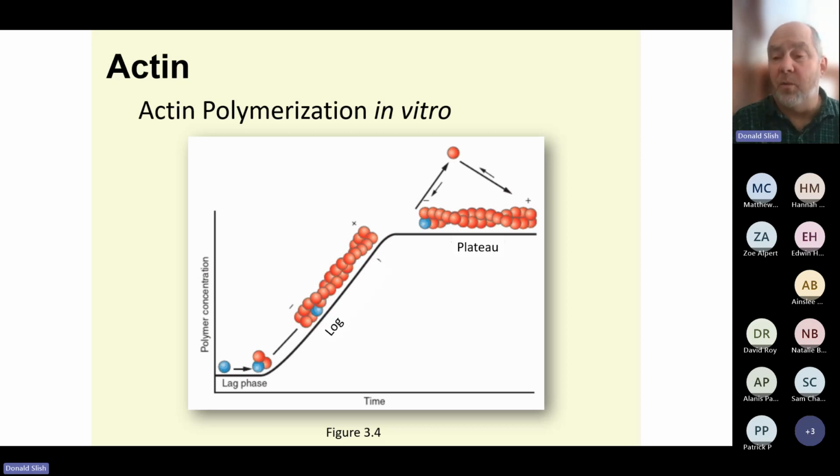And we'll see this in a cell when it starts to walk too, the cell crawling. You're adding at one end and subtracting at the other so that it's kind of like changing, but it's not changing the length. That's treadmilling. Okay, that's in vitro. In vivo, this is all going to be controlled by specific proteins.